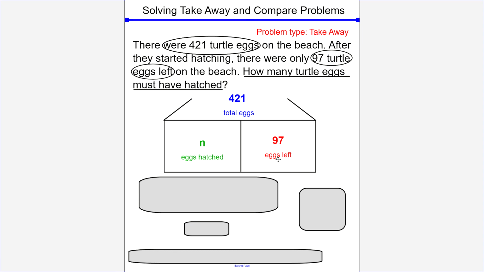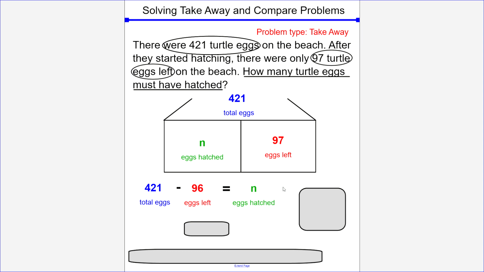Now, third grade, you need to decide what equation we would write to solve this problem. I agree that we would write a subtraction equation to solve this problem because we're missing a part. So the equation that we would write to help us solve the problem would be that 421 total eggs minus 97 eggs left equals N, the eggs hatched. On your whiteboard or piece of paper, you need to write the problem 421 minus 97 vertically and solve it.